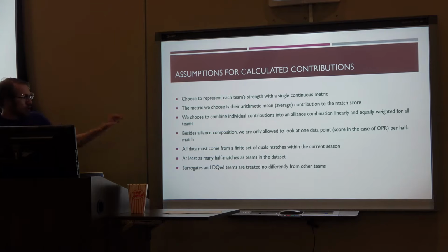We're only allowed to look at one data point per half match. So you can look at, for example, the blue total score, or you could look at blue penalty points, or blue end game points or something like that, but you just get one data point per half match. All the data must come from a finite set of quals matches within one season.